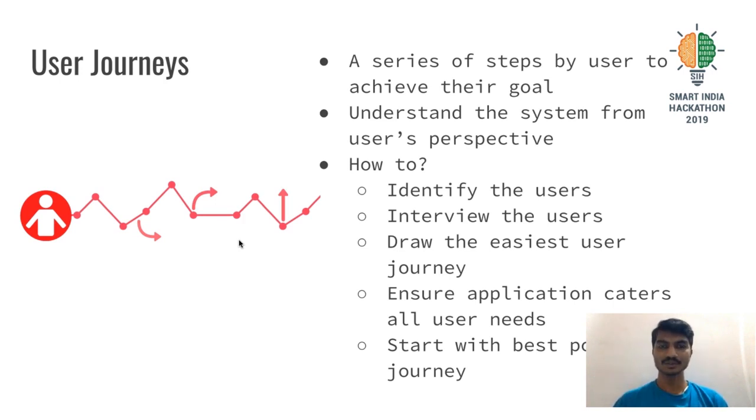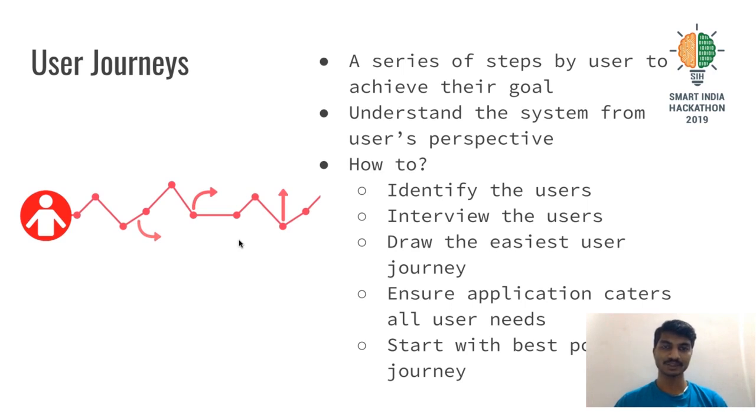So to draw this user journey map, what are the things we need to do? The first thing is we have to identify the users. And after we have identified the users, we have to interview the users, and understand the user's requirements from the user's perspective. And then we need to draw the easiest route path for the user to achieve their goal in our application. And then we have to ensure that the route path caters to all the user's needs.